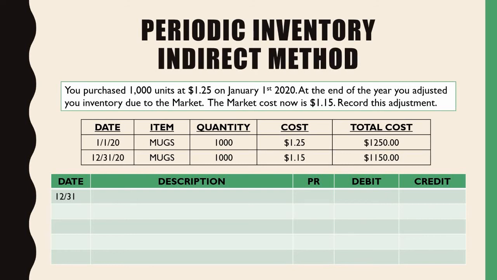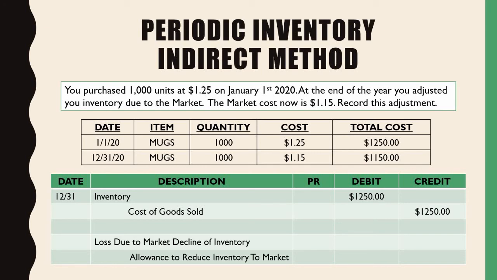Now, what about the indirect method? If I were to use the indirect method, right, I have to use two accounts. I'm going to recognize this first. I'm going to enter it in my inventory exactly how it was originally supposed to be. And then I'm going to recognize it and move it out of inventory by creating another expense account for the loss due to the market decline. And I'm going to take it for the $100.